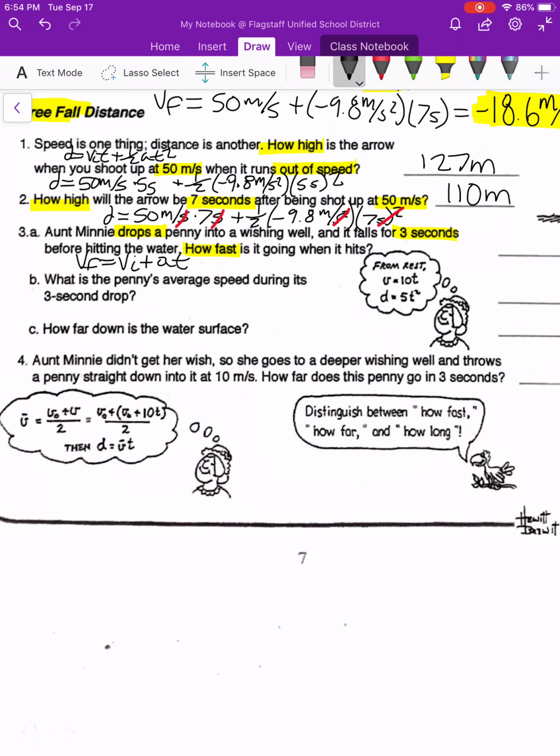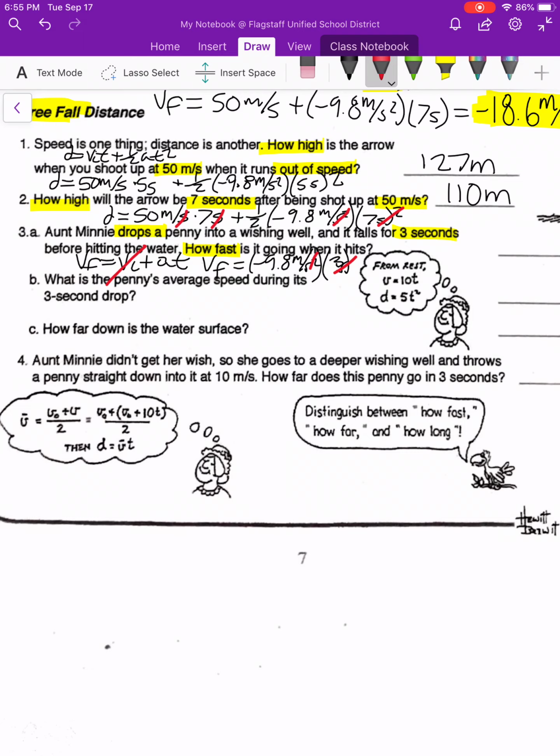Hopefully you already know. If you don't, it's V final is equal to V initial plus acceleration times time. Okay. Again, my V initial was dropped, so that should just go to 0. So my V final should be my acceleration times my time. So it should just be V final equals negative 9.8 meters per second squared times 3 seconds. Right? If I check my units, seconds cancels out with the seconds squared. So I'm left with meters per second, which is a velocity or a speed.